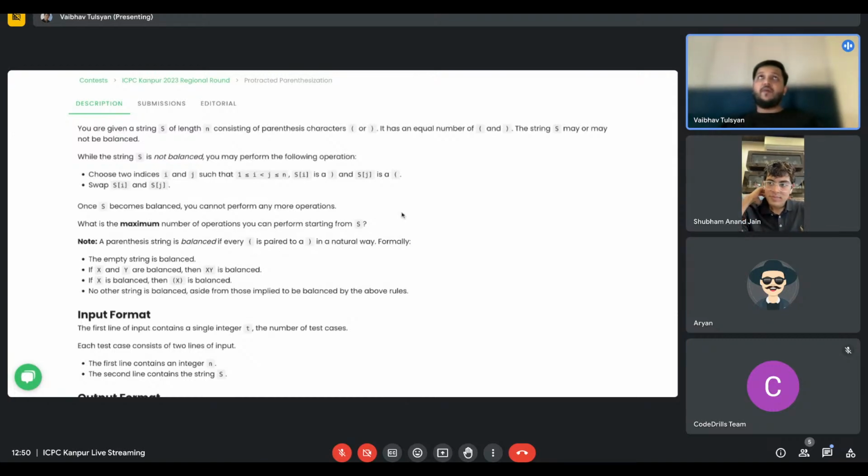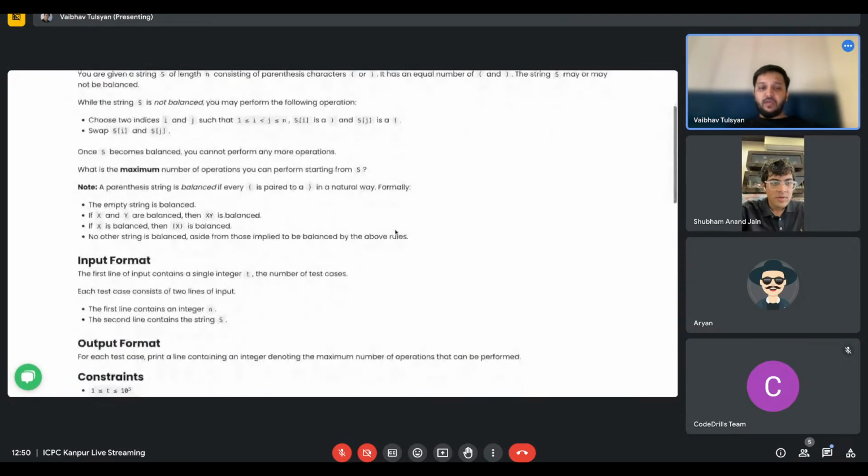And one important thing to note here is that as soon as the string becomes balanced, you can't perform any more operations. So keep the string unbalanced for as long as possible, and then finally reach a state where the string is balanced. And you can just perform swaps of this kind, where you take some closing and opening parenthesis and swap them out.